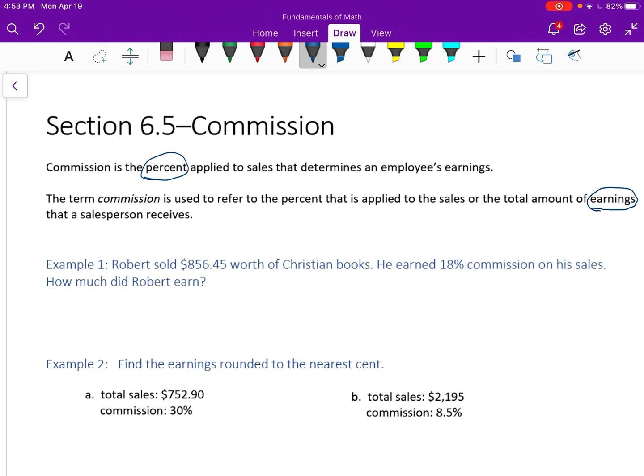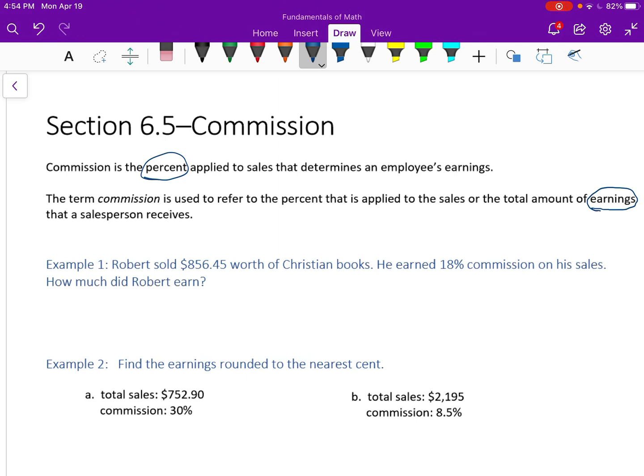So example 1, Robert sold $856.45 worth of Christian books. He earned 18% commission on his sales. How much did Robert earn? So we're looking for a money amount that Robert earned.